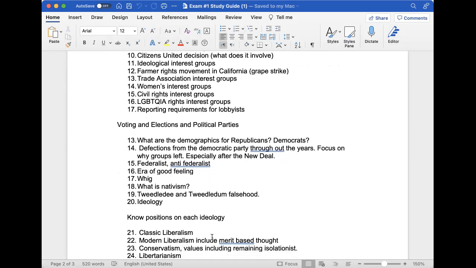Okay, so talking about voting in elections, the demographics for Republicans and Democrats: generally it's more likely a woman is going to be Democrat as opposed to a man. More men are Republican than women.